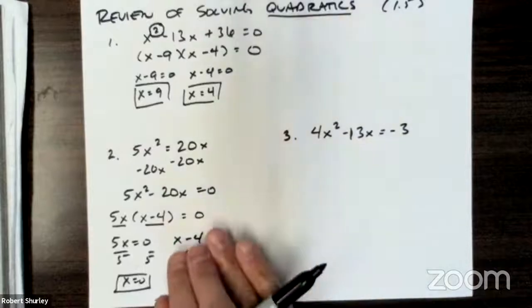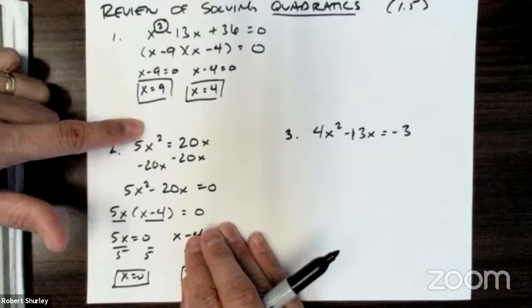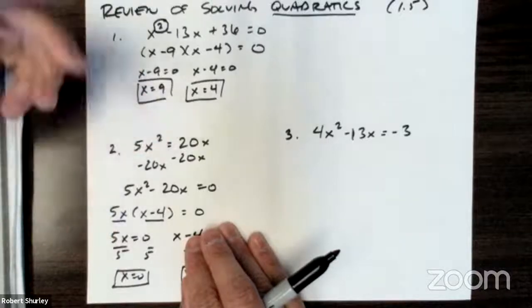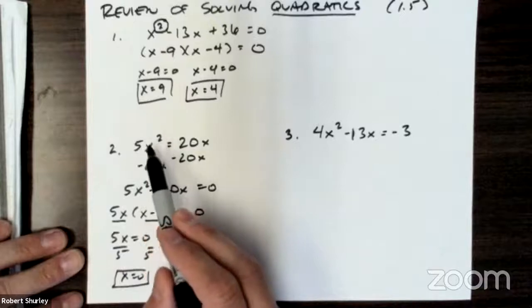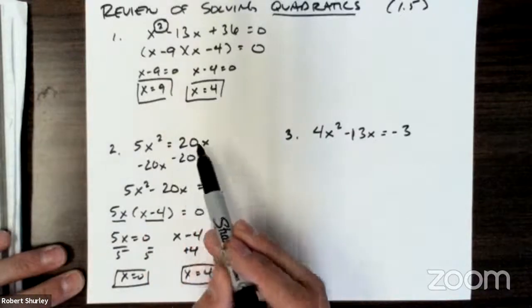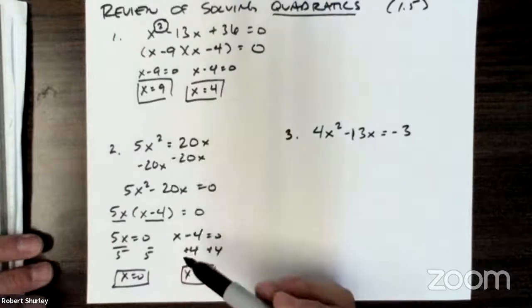And look, you can check these. If you check 0, you plug it in here. 5 times 0 squared is 0, equals 20 times 0, which is 0. So they're equal on both sides, right? 4 would be the same thing. 4 squared is 16, times 5 will equal whatever 20 times 4 is, so 80. Okay, so you can check those both ways.